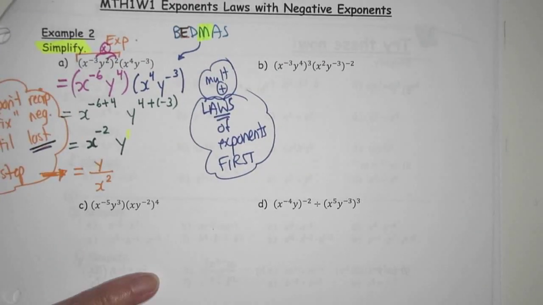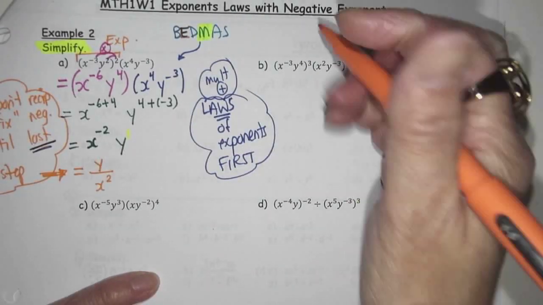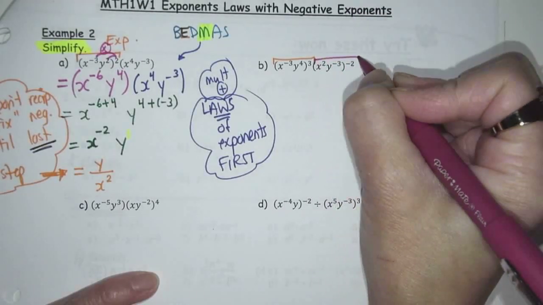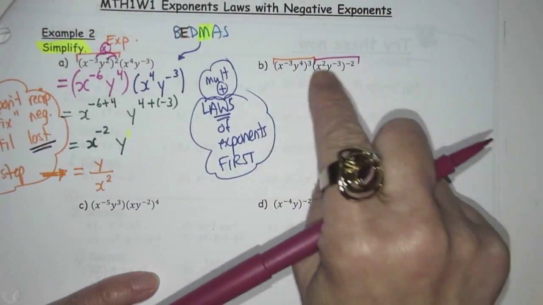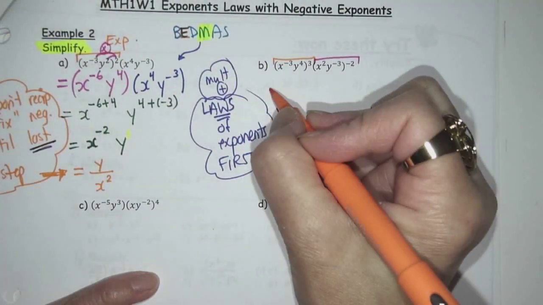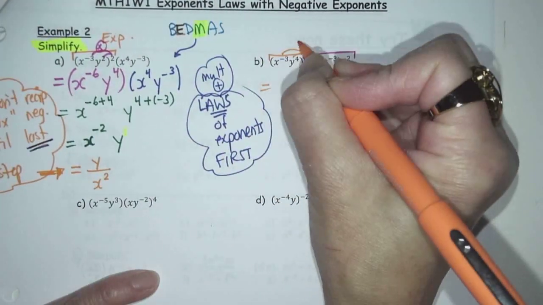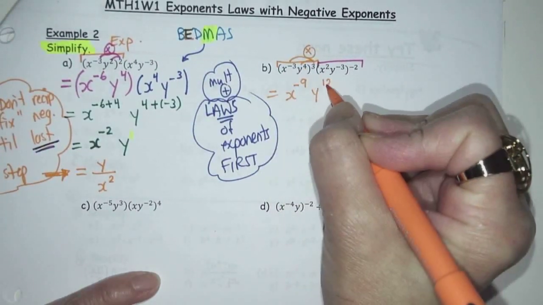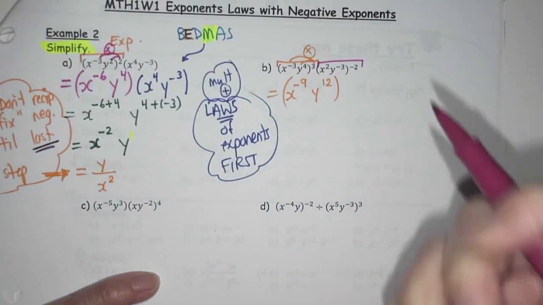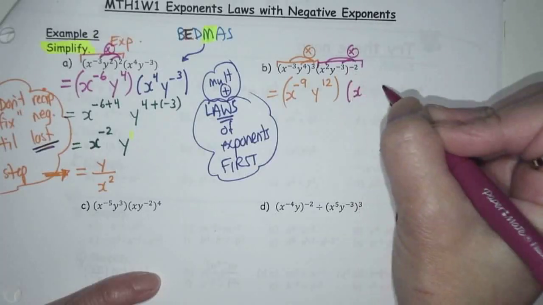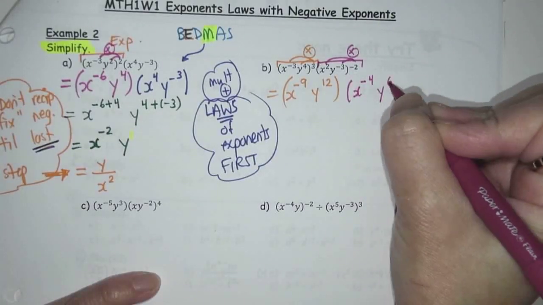Okay, the next one, same thing. Looking at order of operations, we have exponents. We have to do the exponents first, and then we'll do the multiplication after. So the first step here would be the 1, 2, so multiply. So this will be x to the negative 9, y to the 12. For the next step here, x to the, we're doing 1, 2, multiplication, negative 4, y to the 6.